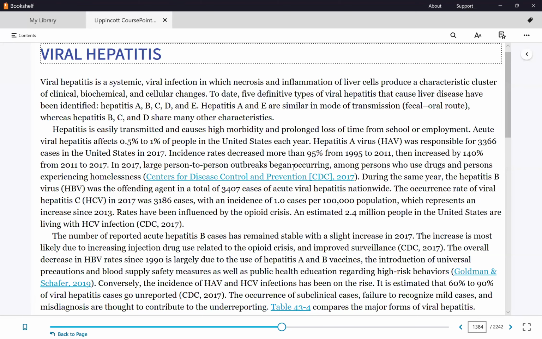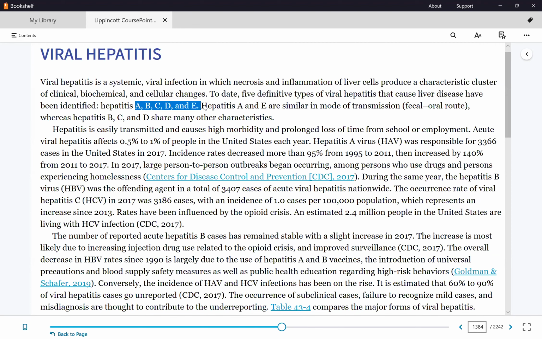Yeah, I'll start with hepatitis. This is the shortest topic, and then we'll move on to cirrhosis. For the exam, we'll only discuss the 5 most common types, which are hepatitis A, B, C, D, and E. So all are caused by viruses.